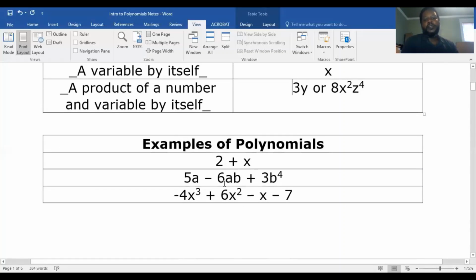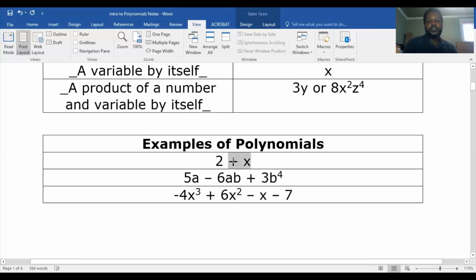Here we have another example: 5a minus 6ab plus 3b to the 4th power. Even though they have a's and b's, they don't have the same combination of a's and b's, so they are separate terms. We can only combine them when the terms are the same. And then we have 4x cubed plus 6x squared minus x minus 7, again another example of a polynomial.